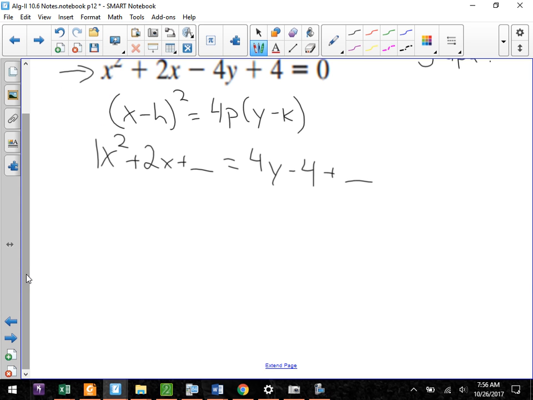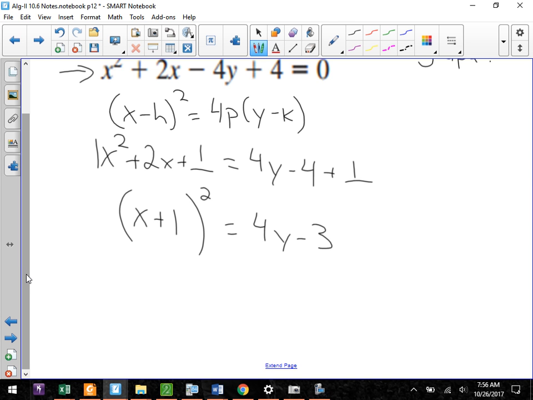So what's half of 2? 1. You can do it, you have to factor it out, and we're going to do that here in a second. I take half of 2, I throw it in my parentheses, I square it. What's 1 squared? 1. And I add 1 to both sides. Okay. So now on the right-hand side, I have 4y minus 3. You all right with that?